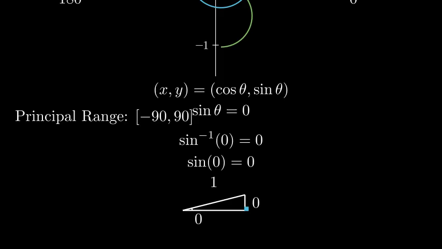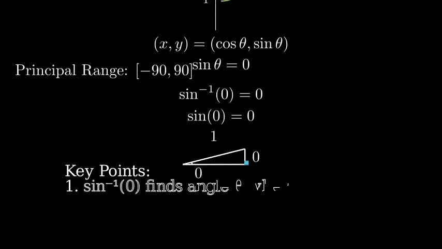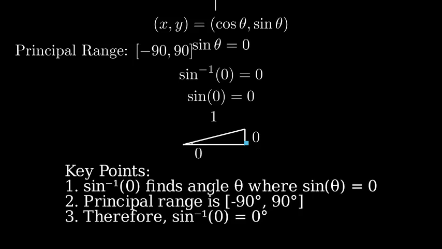So we found that the inverse sine of 0 equals 0 degrees. Remember, while sine equals 0 at multiple angles, the inverse sine function only returns the angle in the principal range between negative 90 and positive 90 degrees.